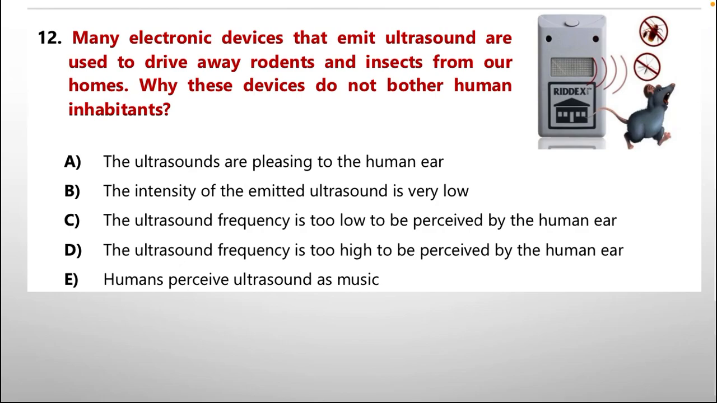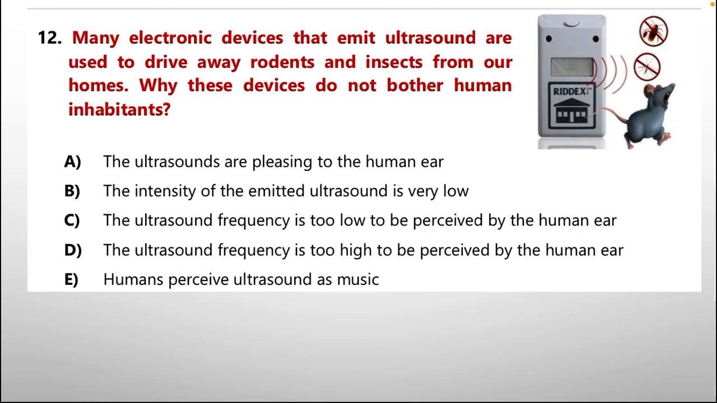Question number 12. Many electronic devices that emit ultrasound are used to drive away rodents and insects from our homes. Why do these devices not bother human inhabitants? Options are given. A. The ultrasounds are pleasing to the human ear. B. The intensity of the emitted ultrasound is very low. C. The ultrasound frequency is too low to be perceived by the human ear. D. The ultrasound frequency is too high to be perceived by the human ear. E. Humans perceive ultrasound as music.